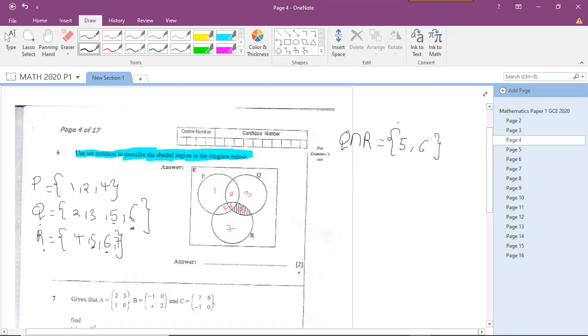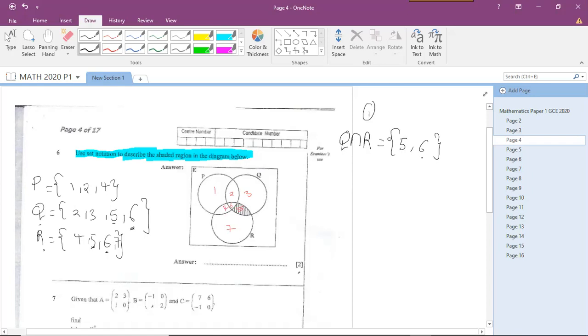The examiner will be like, all right, this student has done something, so I'm going to give them 1 mark for showing that the region we're trying to find, this 5, lies in the intersection of set Q and set R. Then now you tell the examiner that, all right, I'm trying to get rid of this 6 here.